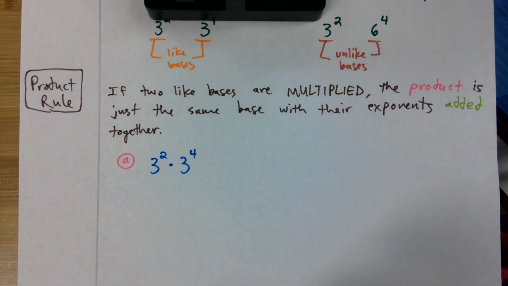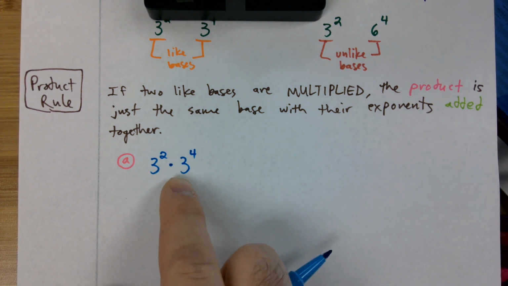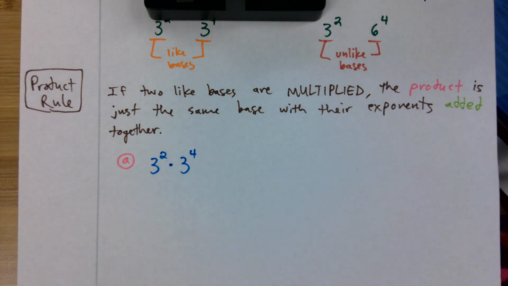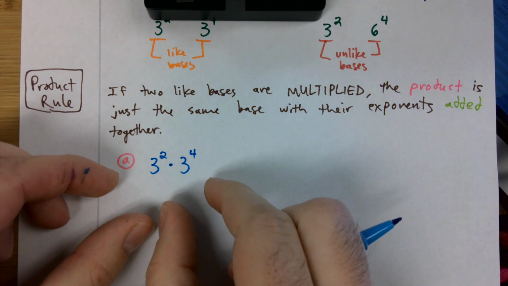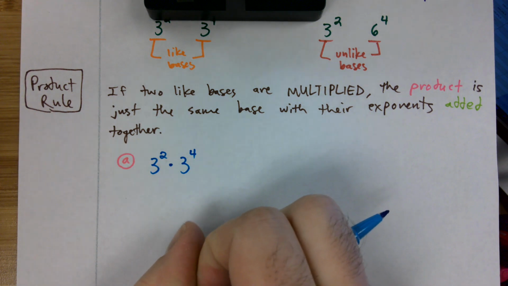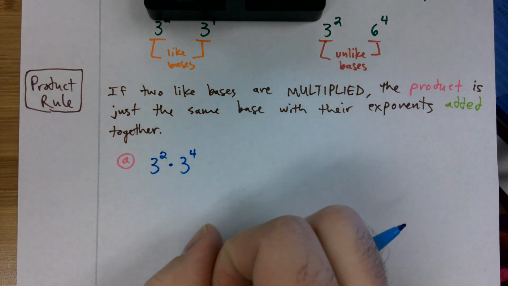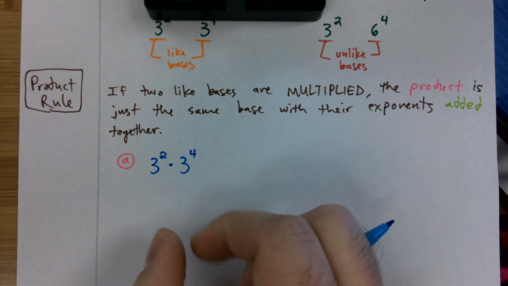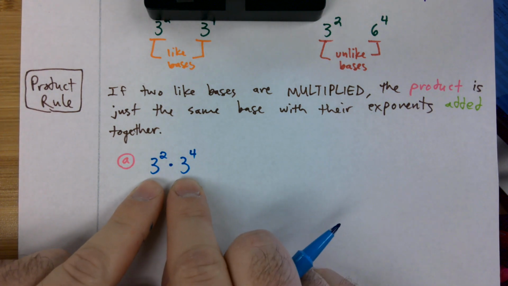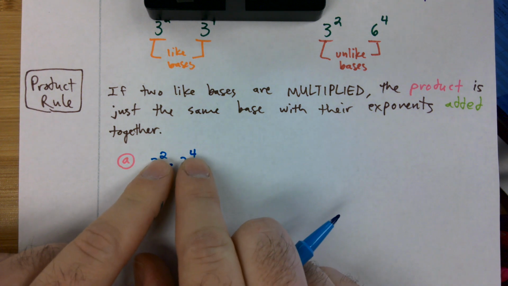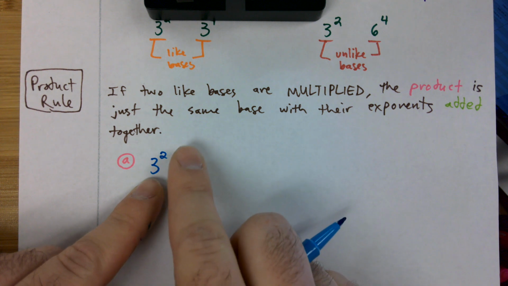All right, let's jump right into this first example. We got 3 to the second power times 3 to the fourth power. So, are these two quantities like bases? Give me a thumbs up if you think yes, they are like bases. Give me a thumbs down if you think they are unlike bases. Go ahead and show me, everyone. Thumbs up for yes, thumbs down for no. Great, these are in fact like bases. We've got the same base of 3. It's okay that our exponents are different because our bases are the same. So let's see what we're going to do with this.